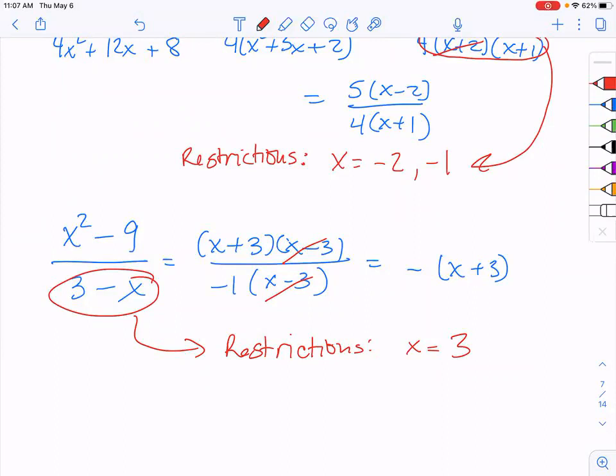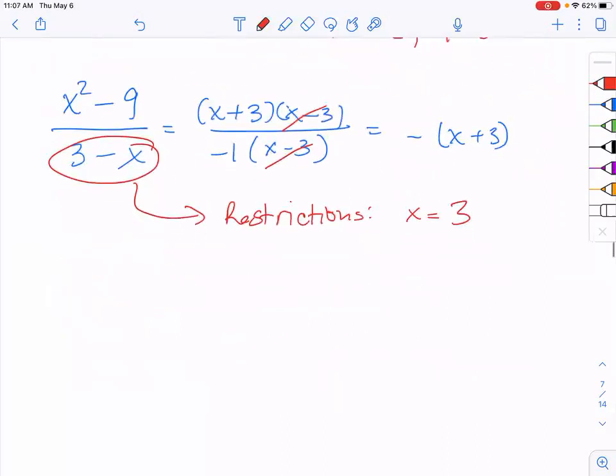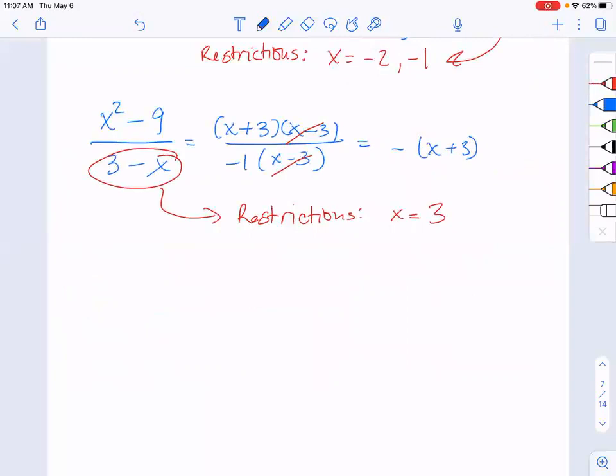One more real quick. If you see this, 24 x squared y cubed over -8 x cubed y squared, I want you to think for a little bit about how this is different from the previous problems we've done.